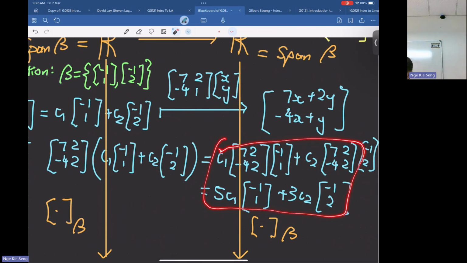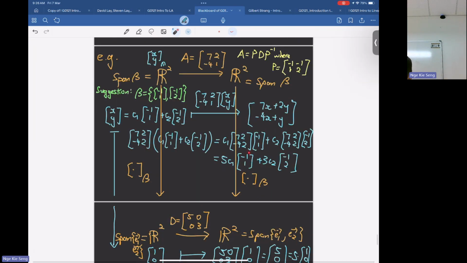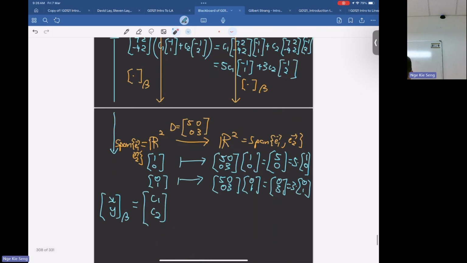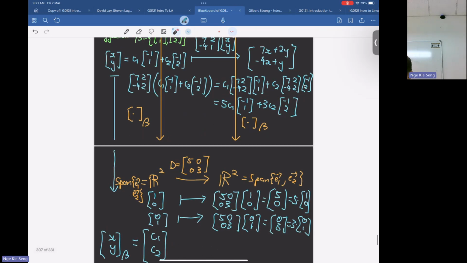This diagonal matrix looks clearer if you map this (-1, 1), (-1, 2) to the standard basis here. It looks even clearer. You see, your matrix A multiplied by these two vectors is equivalent to this diagonal matrix multiplied on the standard basis. It's the same calculation.